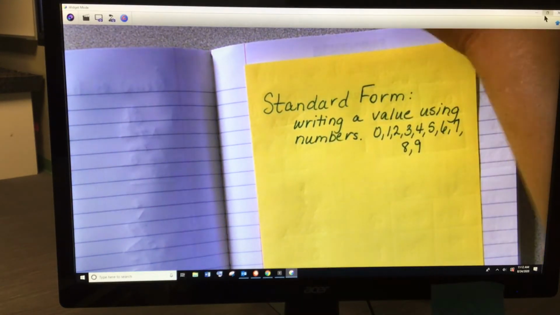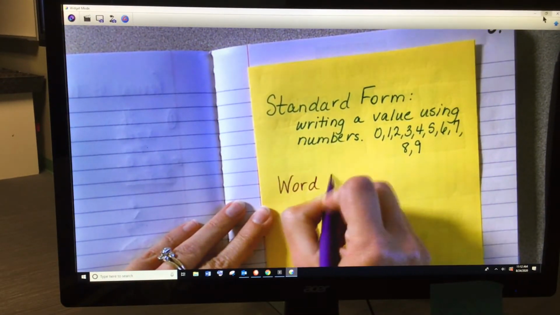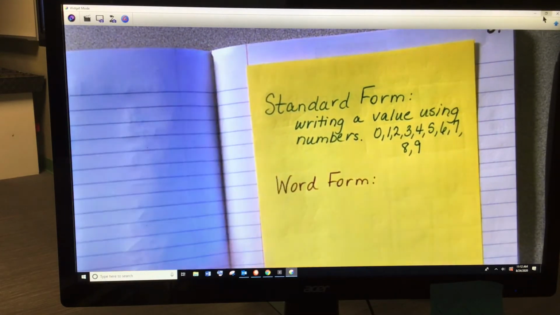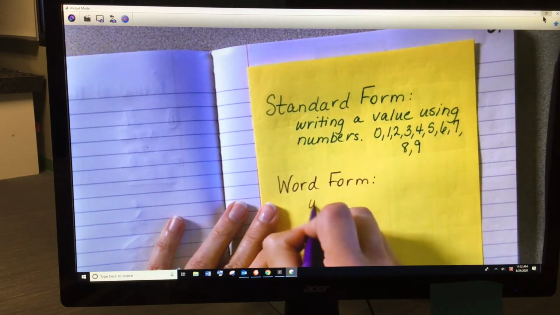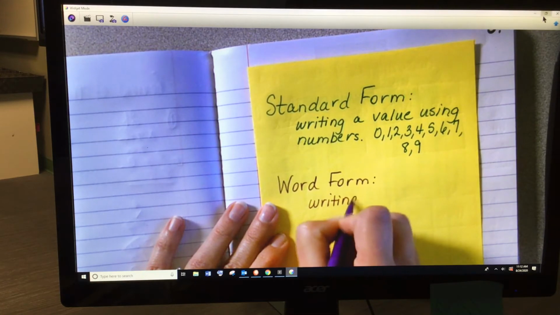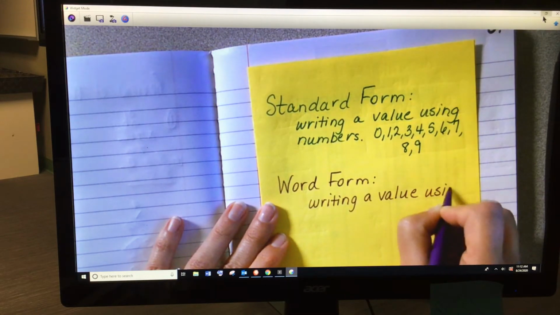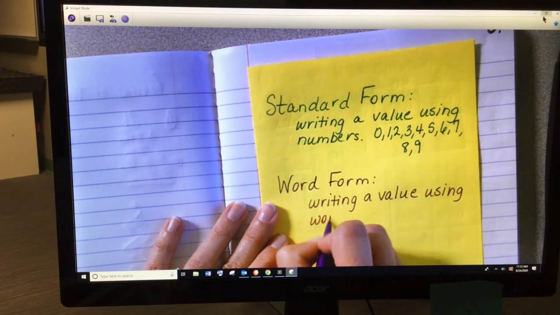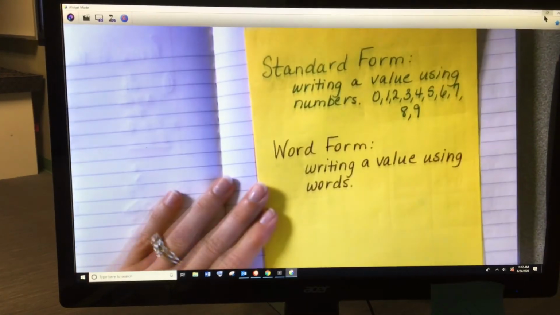How is standard form different from word form? Well, it kind of says it in its name, word. We're going to create values using words. So, writing a value using words. Okay. And our last form that we are going to use today is expanded form.